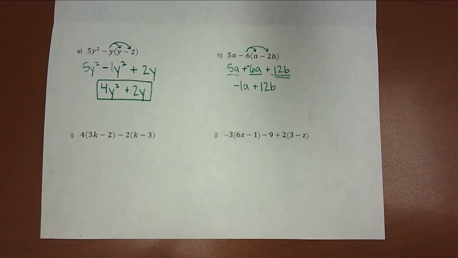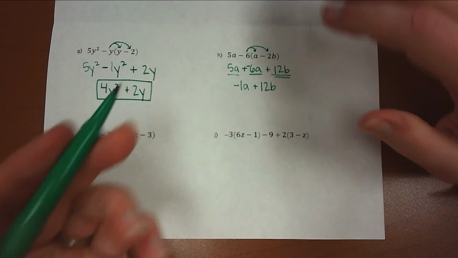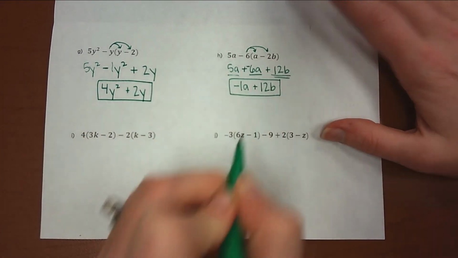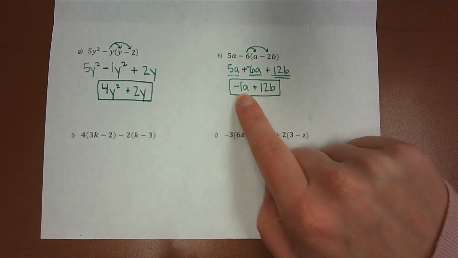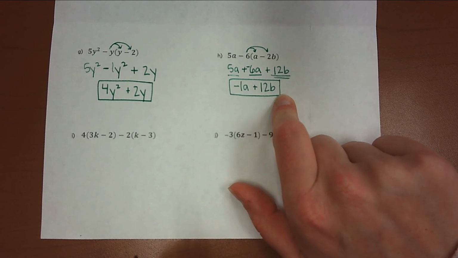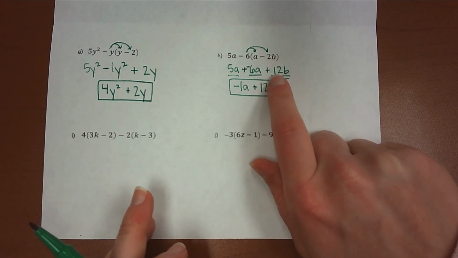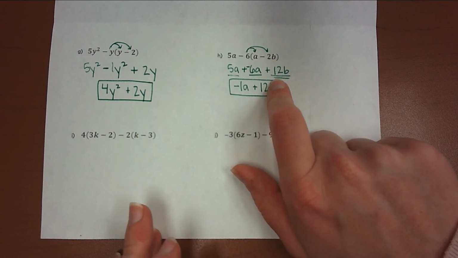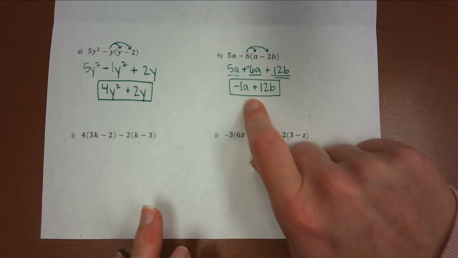You could also eliminate the 1, and you could have this say negative a plus 12b. Either one works. What's important here is that the variables are in alphabetical order, a and then b, and that we've used our rules to distribute and then combine like terms. We used copy, change, change as we needed to get our final answer here.